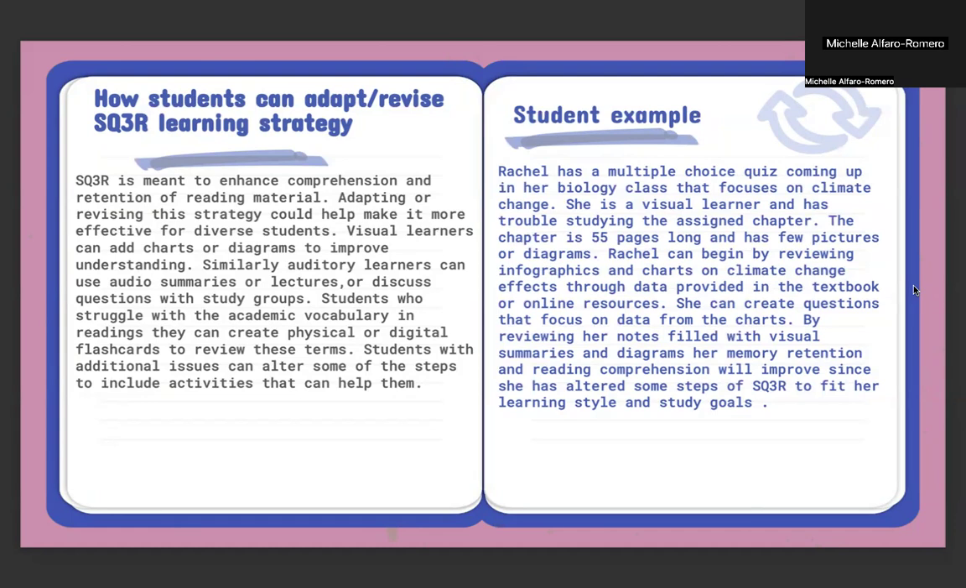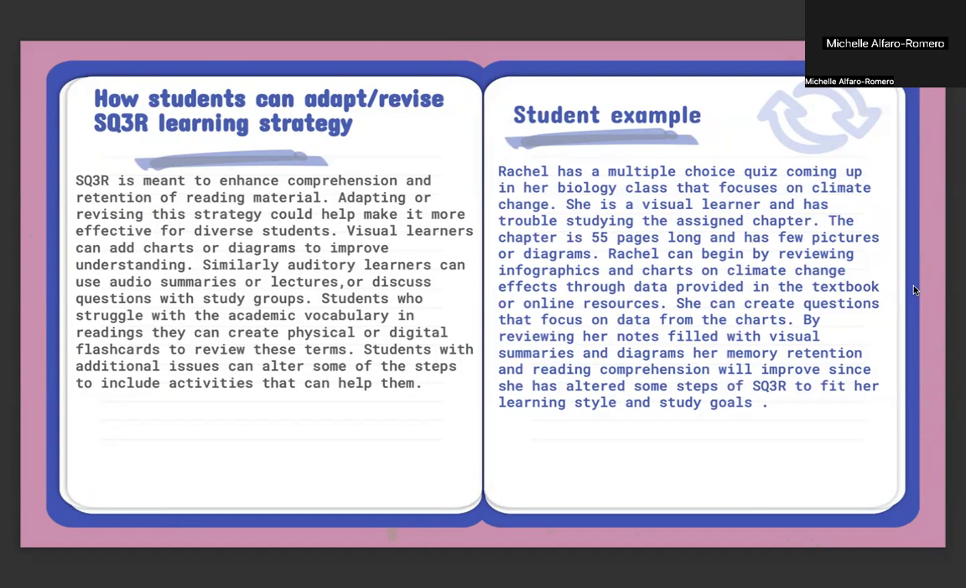Another example that I came up with is how Rachel has a multiple choice quiz coming up in her biology class that focuses on climate change. She is a visual learner and has trouble studying the assigned chapter. The chapter is 55 pages long and has few pictures or diagrams. Rachel can begin by reviewing infographics and charts on climate change effects through data provided in the textbook or online resources.